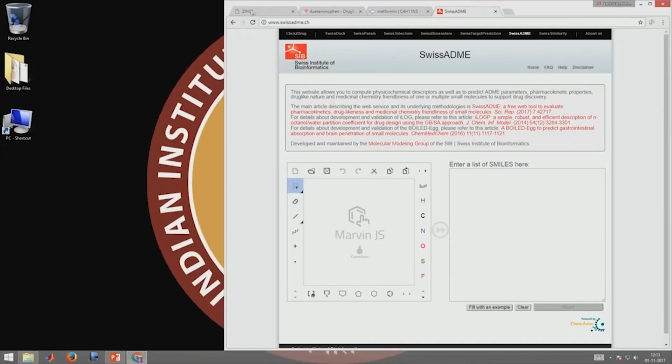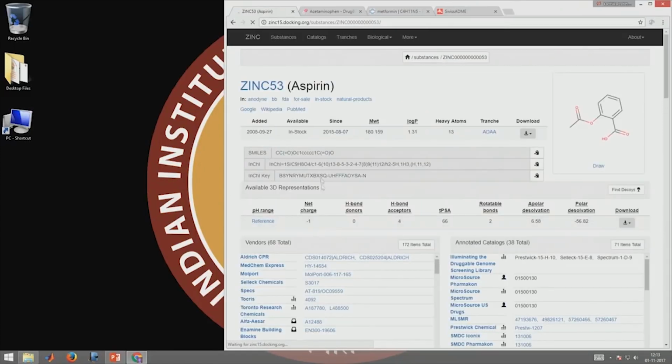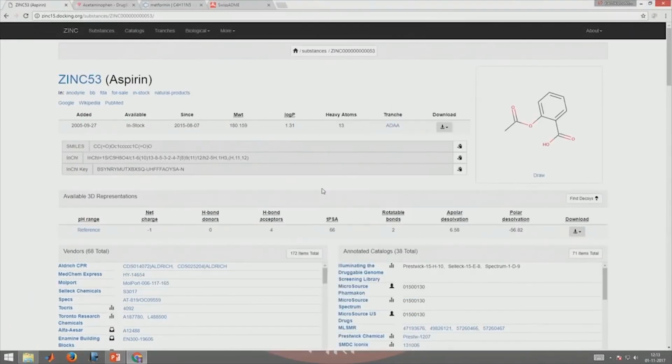The first one is ZINC 15, as I said, I just typed in aspirin. Aspirin is a very common drug, it is used as an antipyretic, for pain, it is also used for platelet deaggregation and so on. So, this is also known as acetyl salicylic acid.